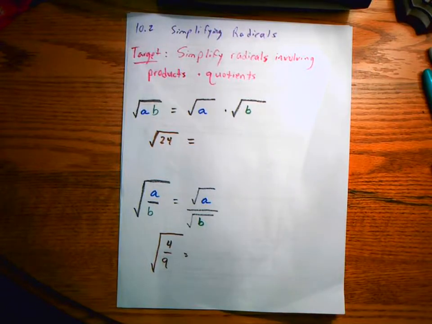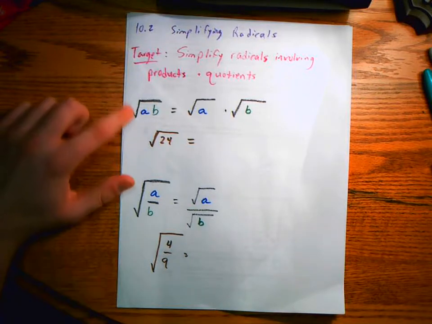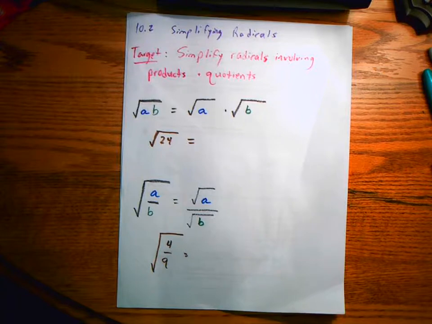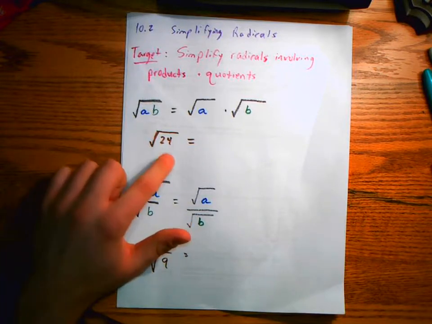Hello, this video is on section 10.2, which is titled Simplifying Radicals, and the learning target for this is to simplify radicals involving products and quotients. So before we get started, you should be somewhat familiar with the radical. That's this black symbol right here. That means you are finding a number that, multiplied by itself, is equal to the number underneath.